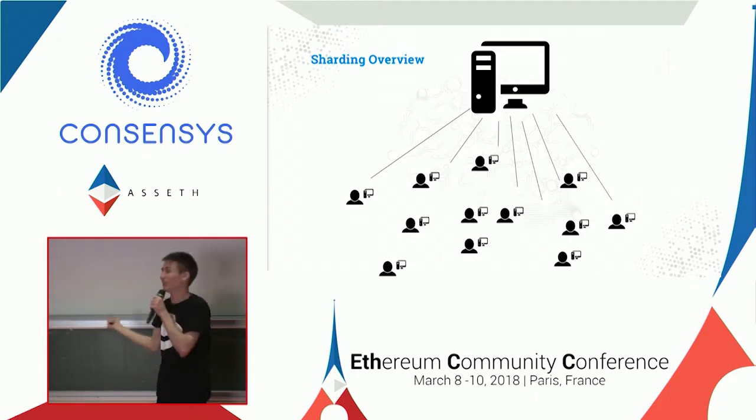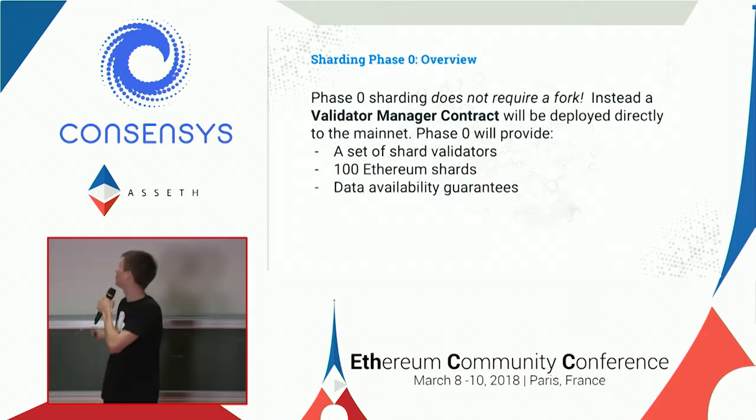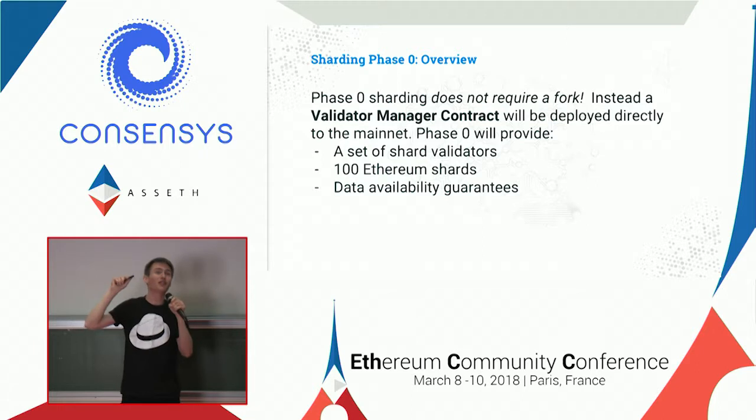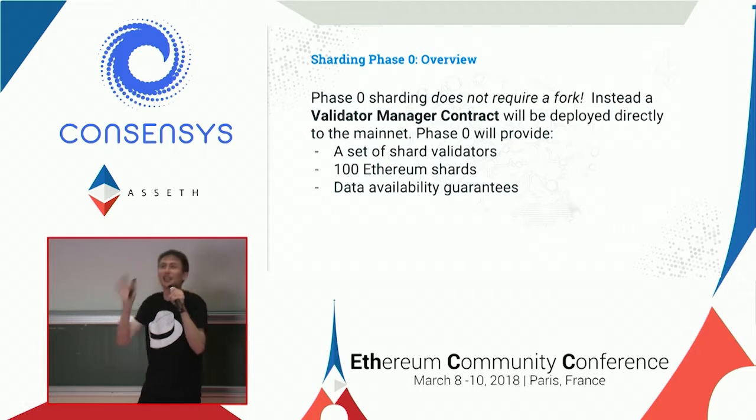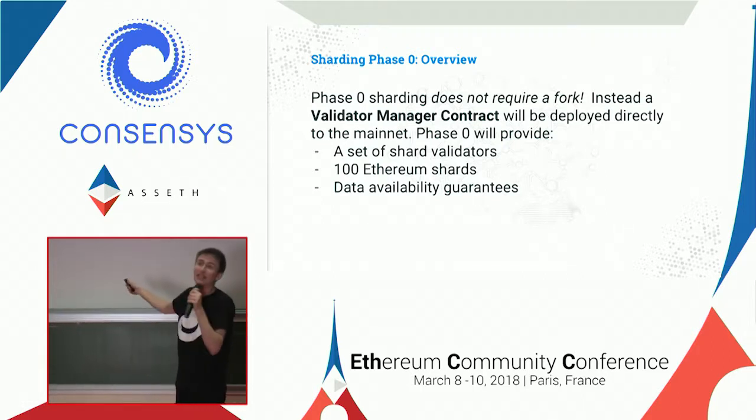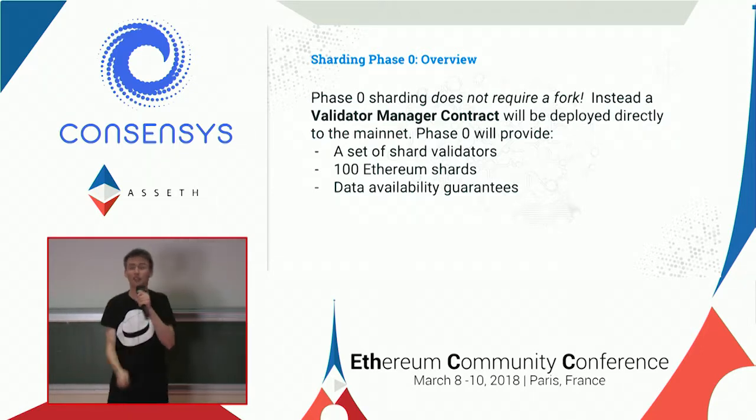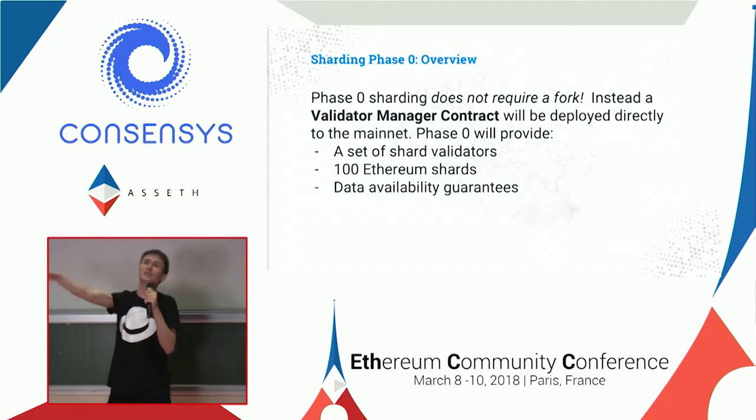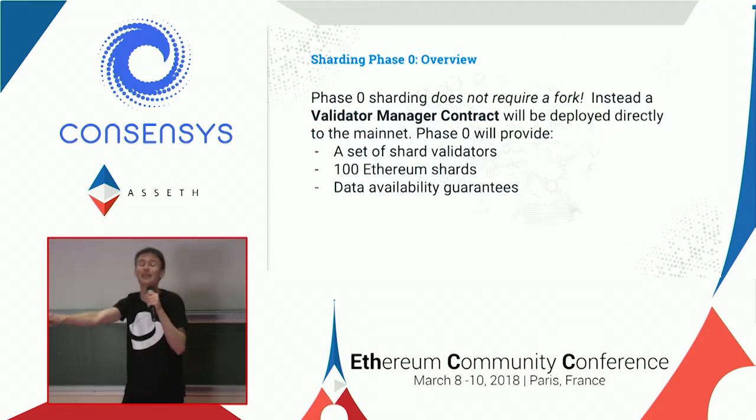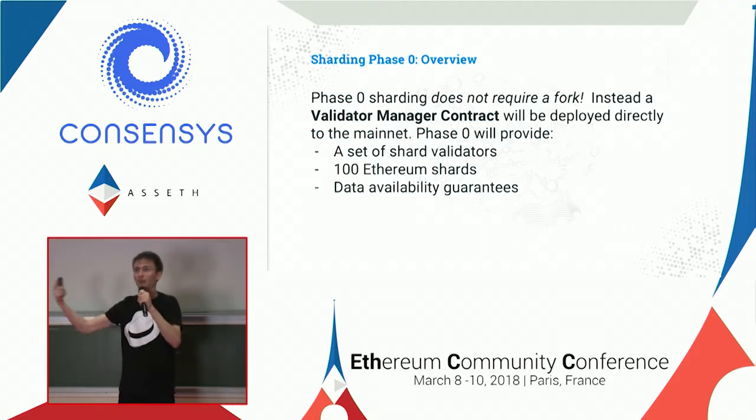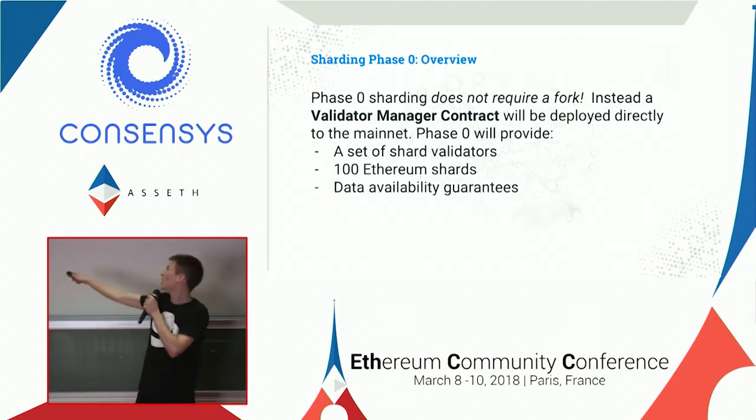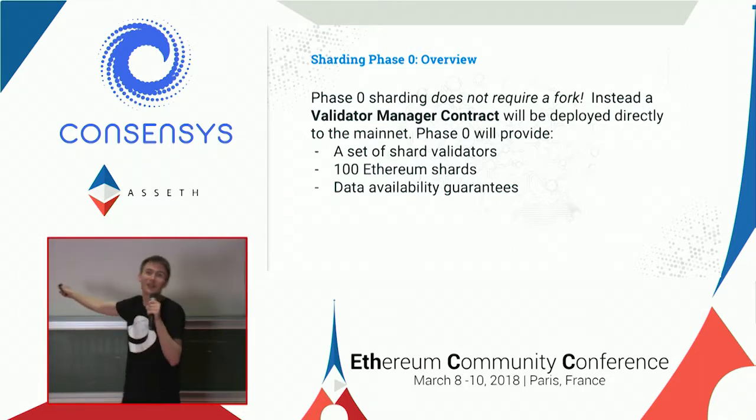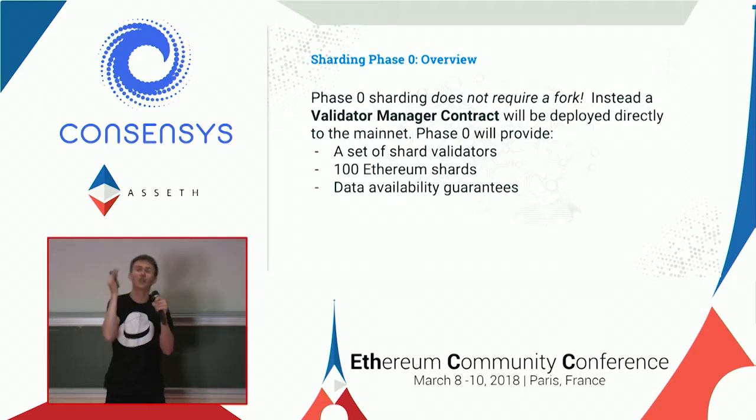But we can always get help, so please do contribute. Sharding phase 0. This is the very first sharding move, and it doesn't require a hard fork. Instead, we just deploy a contract on the main chain, a validator manager contract, where validators put up some stake, and then you can validate the sharded network. The interesting thing is, it has a set of validators and Ethereum shards, but it's only data availability. This is not state transition. We're basically only saying, okay, data is available.